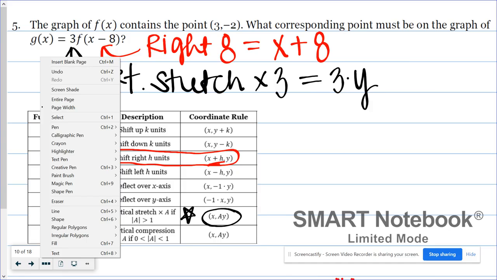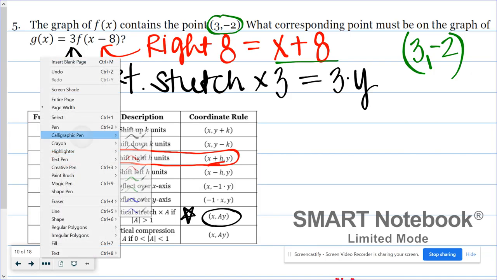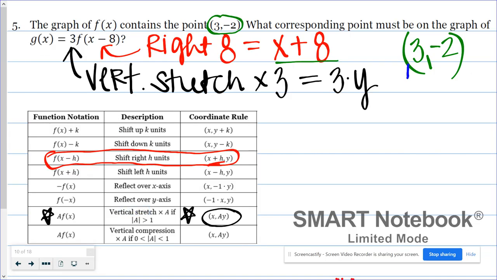So now I just want to apply these rules to the given point, okay? So let me write down my given point, right? So we know in this problem that x will increase by 8, okay? So let's do that. X is going to increase by 8. So therefore, my new x coordinate will be 11. And then y, I'm going to multiply my y value by 3. So negative 2 times 3 is negative 6. So 11, negative 6 is on the graph of g of x.